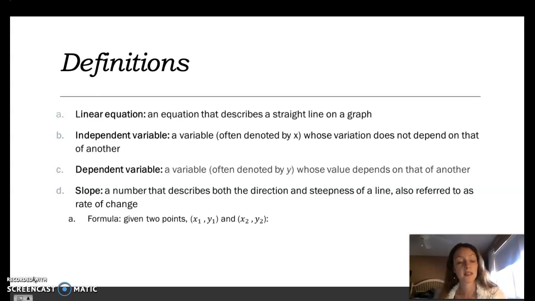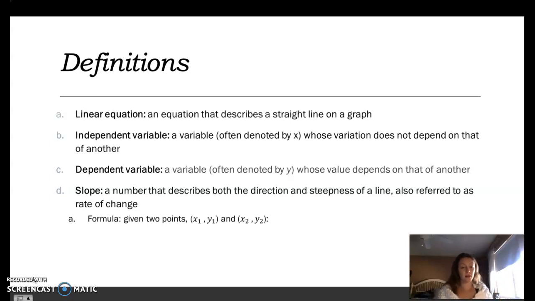Next, I want to talk about independent versus dependent variables. Independent variables are usually our x's, and they are the ones that we get to choose what numbers they are. So their variation doesn't depend on anything else. It just depends on what we pick it to be. So you can often pick a bunch of different values for that, and it will work. Anything that you choose for that will work.